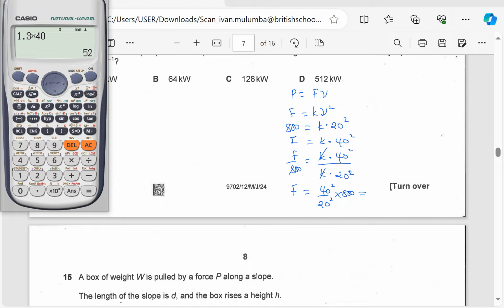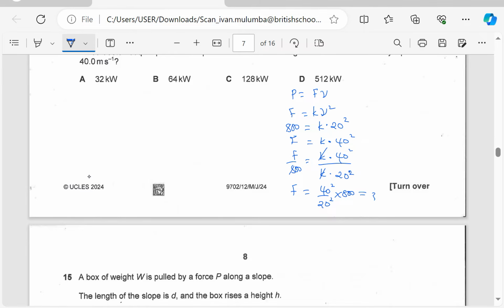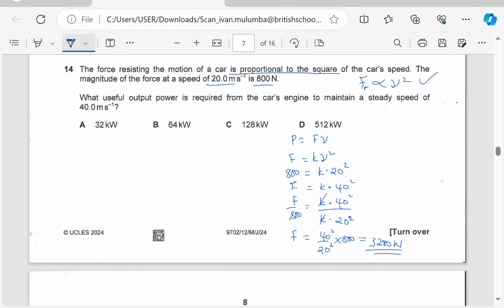So what does this give us? 40 squared divided by 20 squared times 800. So it's 3,200 newtons. So that is the force. But that's not the answer here. The question wants us to find the output power. So the output power is going to be force times velocity. The force here is 3,200 newtons, then times v, which is 40.